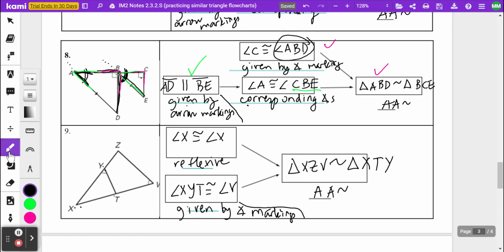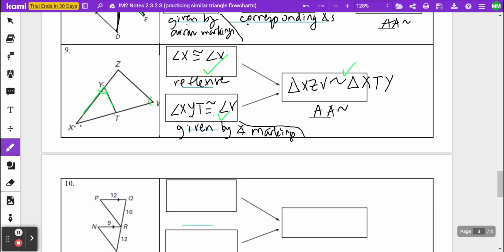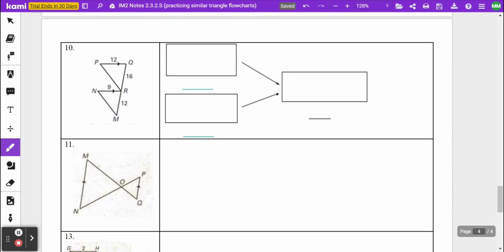Let's check and then continue. Is this true? Yes. Is this true, given by angle markings? And did I do X, Y, T right? X, Y, and then T, this angle? Yes. And that's the correct statement. Continuing. Is this the last page? I think it is. Very good. Last page. Woo, woo, woo. All right.